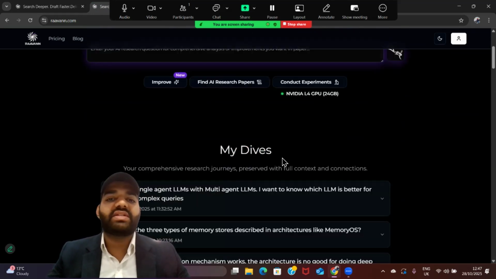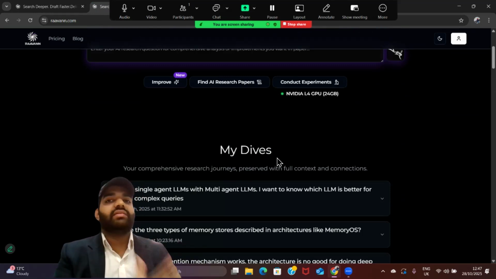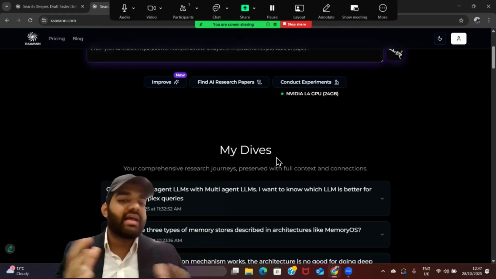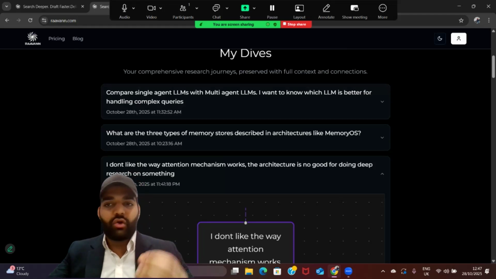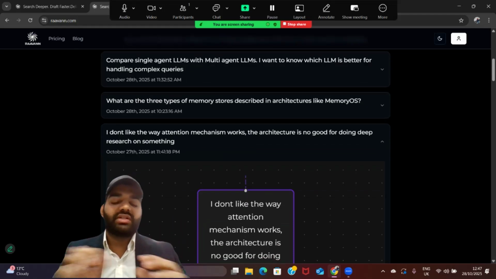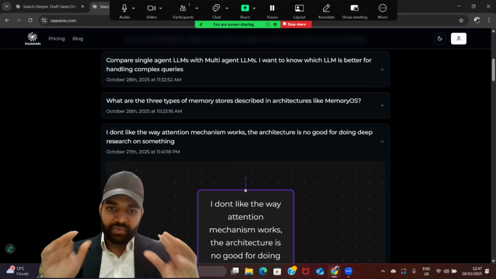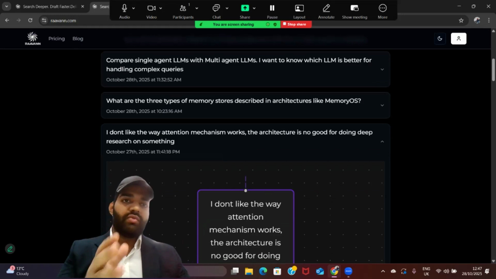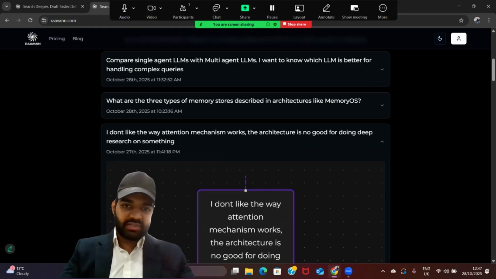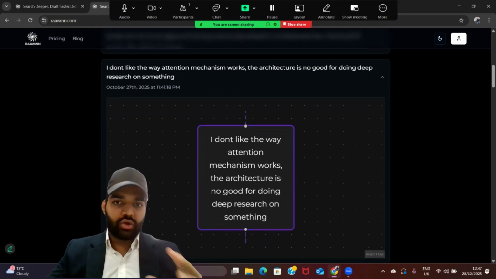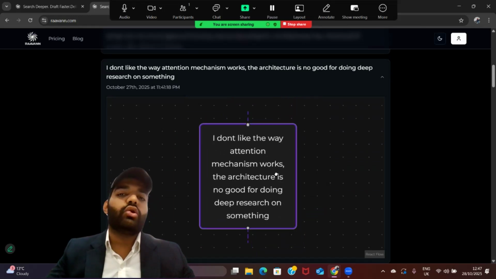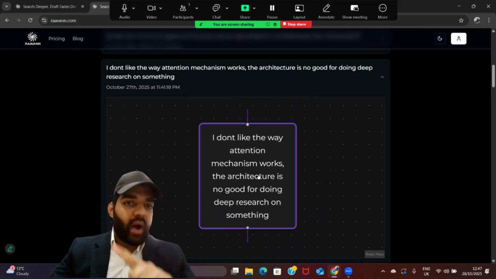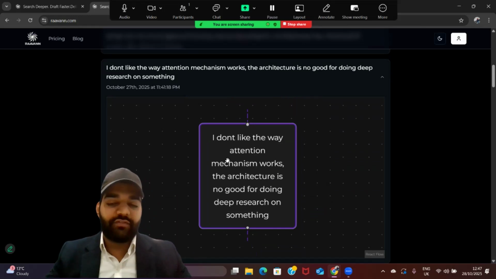So what is My Dives? My Dives is basically our past research that we did on Raavann. It's like a history. But again, as mentioned, design should follow the function. The history, you cannot just say this is what you researched. No, because we know that people over here are willing to go into depths, the history should look a certain way. As of now, this won't look like a big deal, but I'll show you why we have designed the history like this in a few minutes.